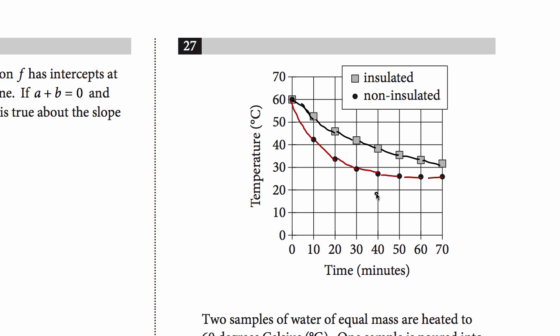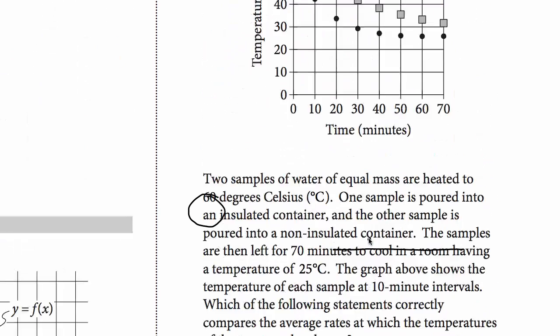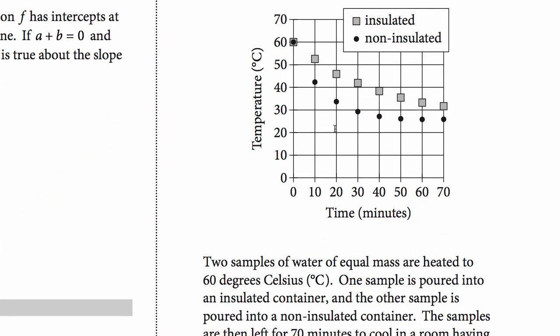And honestly, I'm just going to save time because I don't feel like reading every single one. I looked at this one beforehand just because I knew it would suck up a lot of time. So I just want to show you that answer, after you read everything, that's choice D. So let's just read it. In the intervals from 0 to 10 minutes and from 10 to 20 minutes, the rates of change of temperature of the non-insulated sample are of the greatest magnitude. So they're saying early on, the non-insulated has the greatest rate of change. So let's look at that. Early on, the non-insulated has the greatest rate of change. And that's true, early on from 10 to 20.